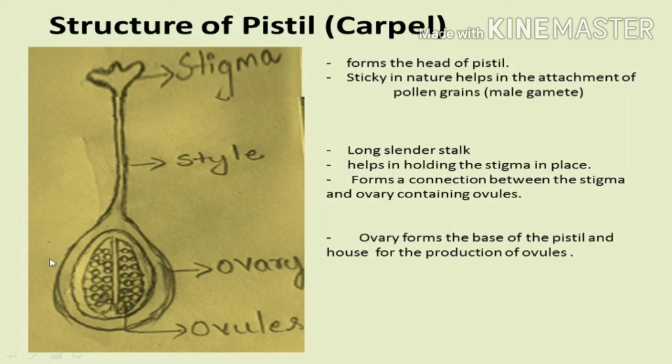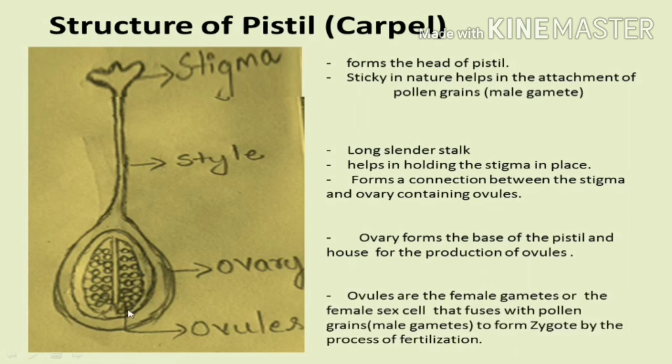Coming to the next part, that is ovary. Ovaries are found at the base of the pistil and they are bulged structures, and it is the house for the production of ovules. Ovules are the female gametes or the female sex cells that fuse with the pollen grains that come and stick on the stigma by the process of fertilization to form a zygote.